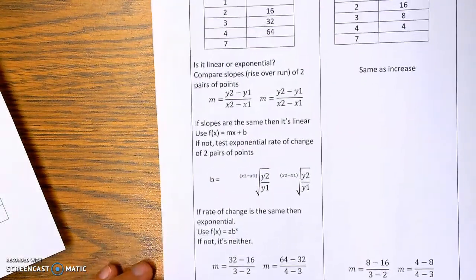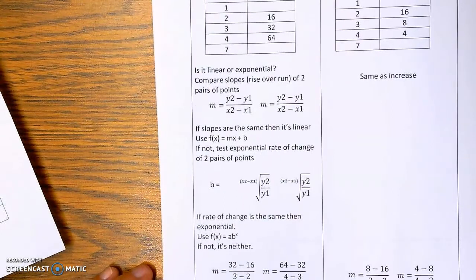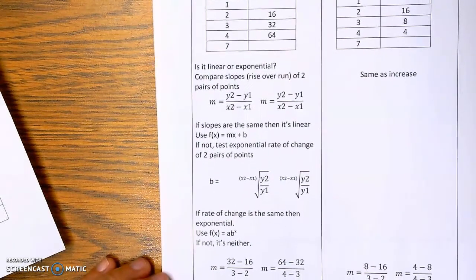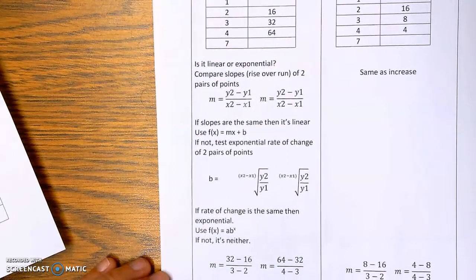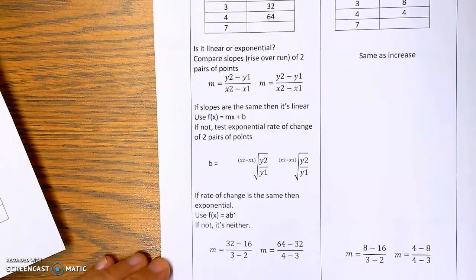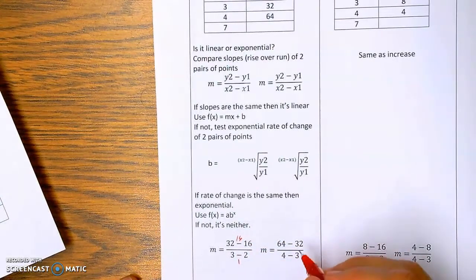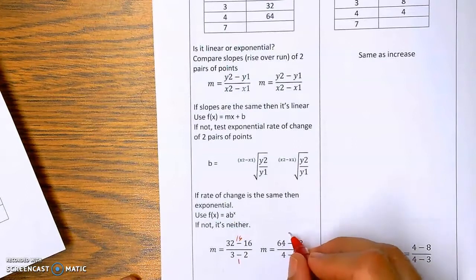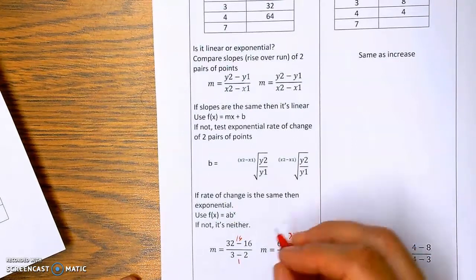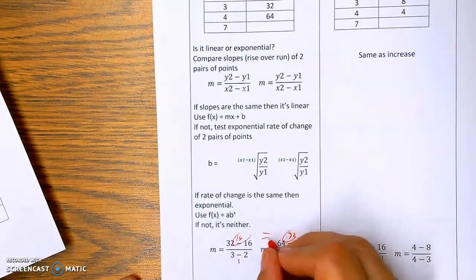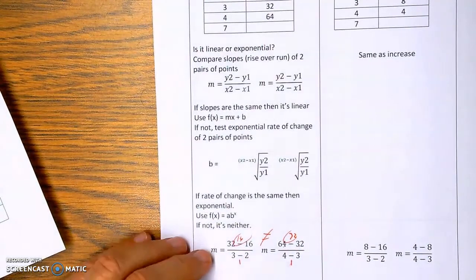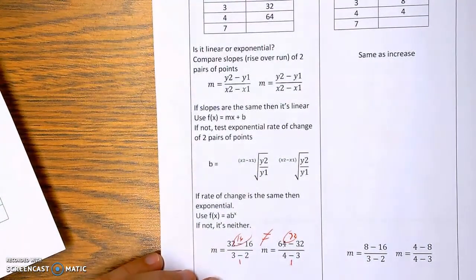So up here at the top, like I said, if we plug in those points, we're not going to get there. So we go to our first one here. We get 32 minus 16, which is 16 over 1. So it's 16. Here we go, 64 minus 32 is 32 over 1. So these two do not equal each other, so I know that it's not going to work.